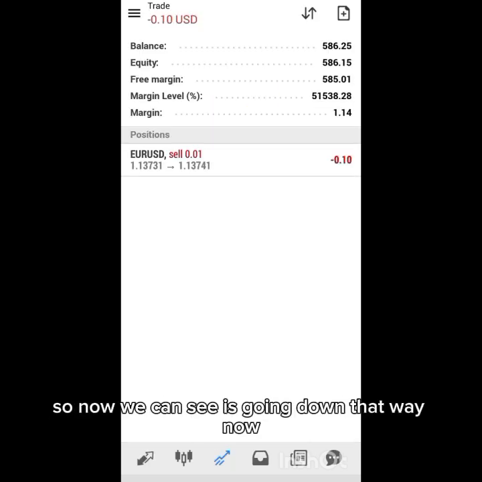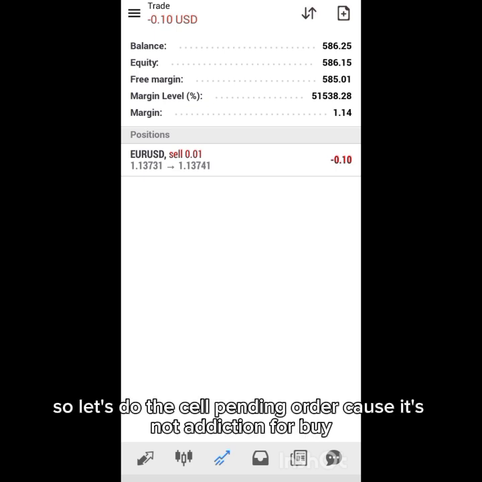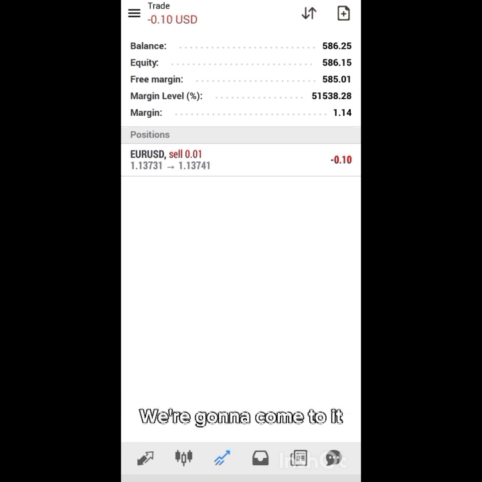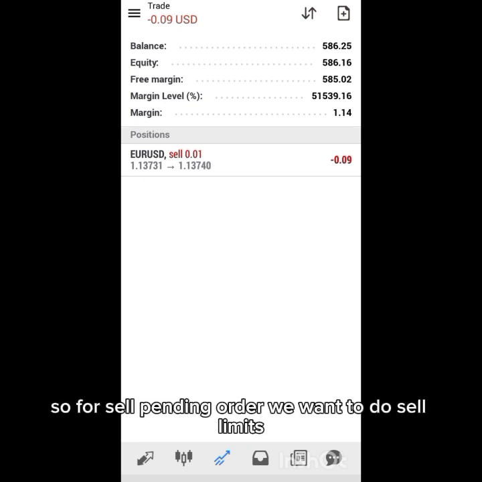So now we can see it's going that way now. So let's do the sell pending order, because instant execution for buy we're going to come to it, but let's quickly finish all of the sell. So for sell pending order, we want to do sell limit.